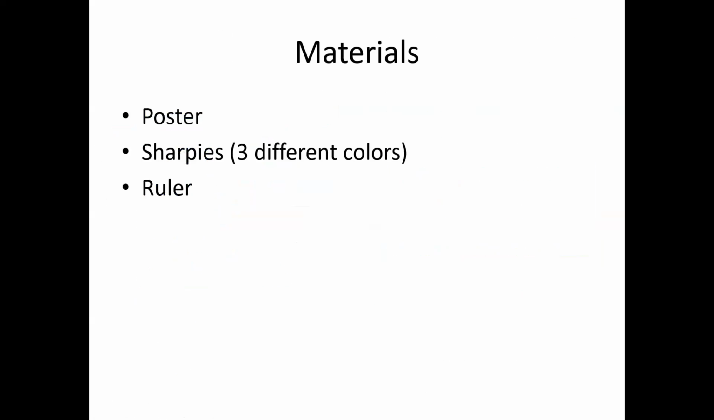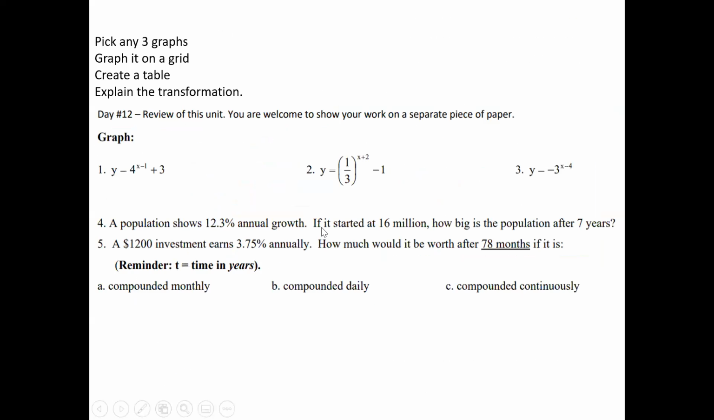All right, so next you're gonna need a poster, Sharpie, and a ruler. And you can grab that from the black table. I'll have that just set out for you guys. And then from there, what you're gonna do is pick any 3 graphs on the grid to graph. You're gonna create a table and then explain to me the transformation. So the 3 different graphs that you should have are these ones right here, okay?